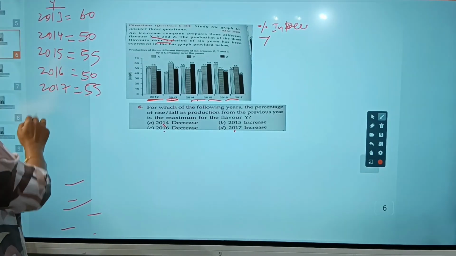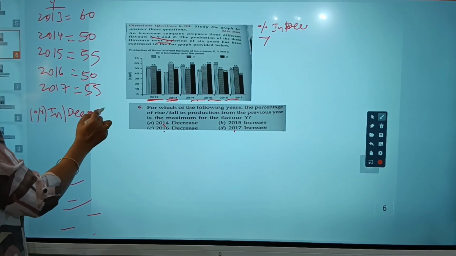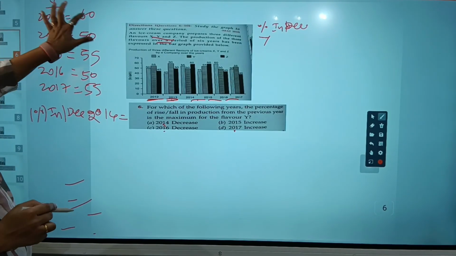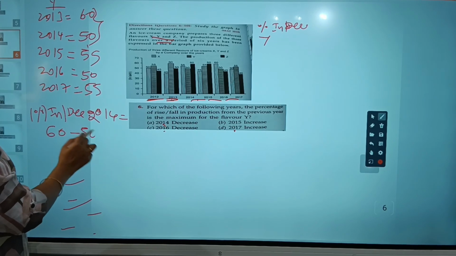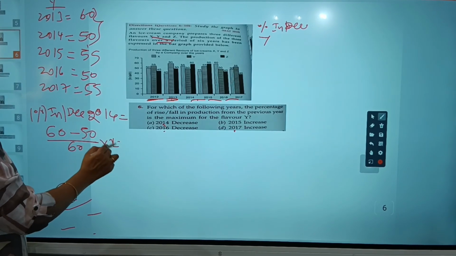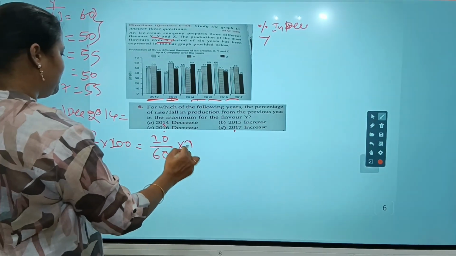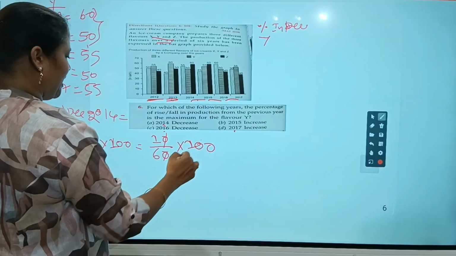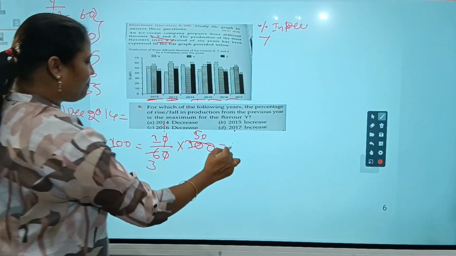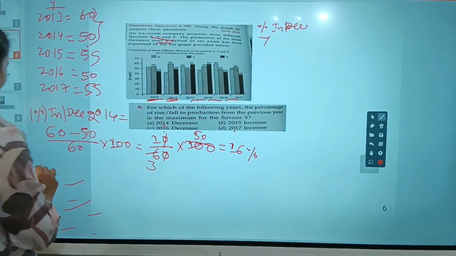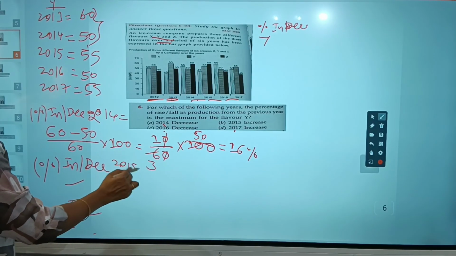So the percentage increase or decrease in the year 2014 will be by the percentage formula. You might know that we have to apply it to these two values. Okay, 60 minus 50 by 60 into 100. So it will be 10 by 60 into 100. 0, 0 cancel here. Okay, 100 by 6 means 50 by 3. It is approximately 16%.